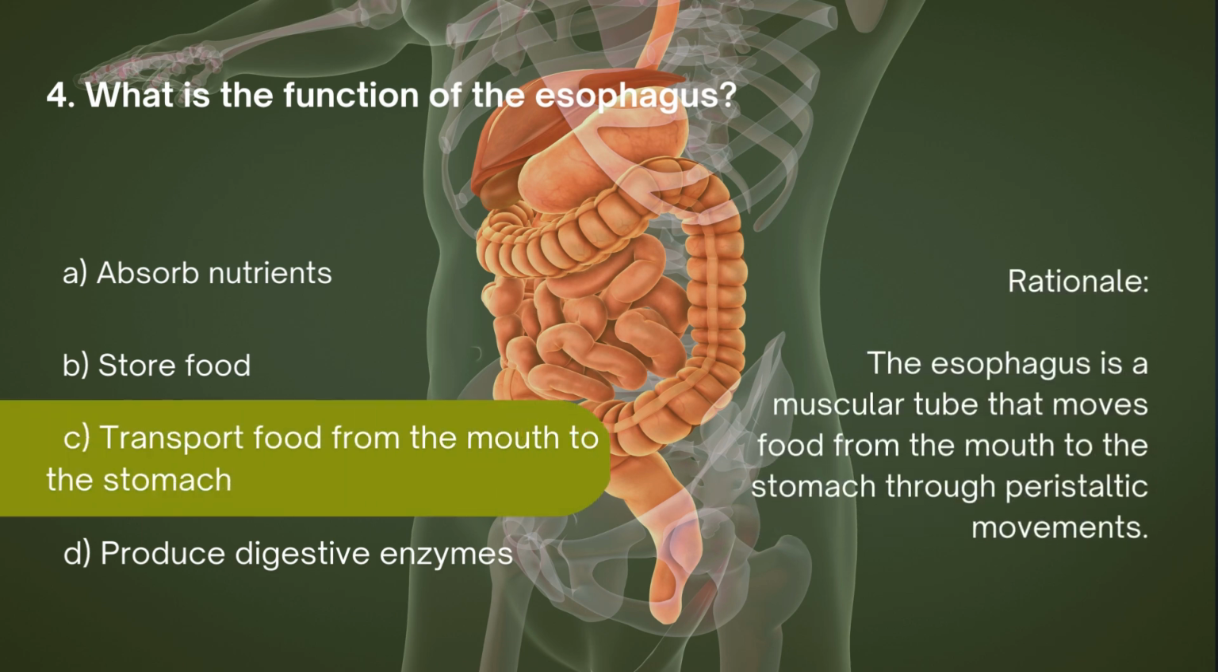Rationale. The esophagus is a muscular tube that moves food from the mouth to the stomach through peristaltic movements.